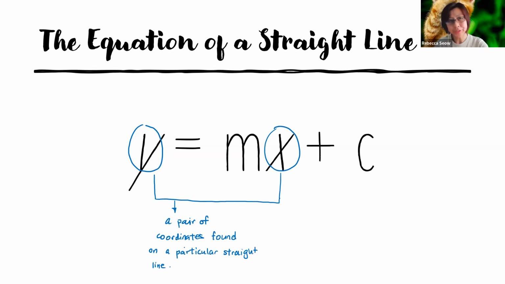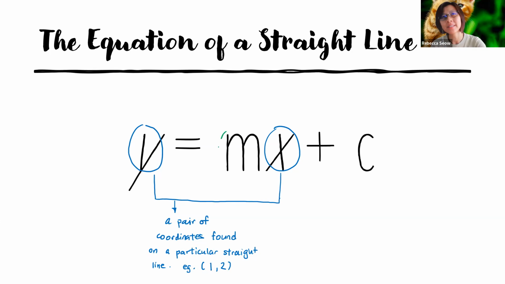So if you recall, coordinates are written within a bracket, with the first blank being the x coordinate and the second blank being the y coordinate. So for example, (1, 2). Okay. Now this M and what is C?